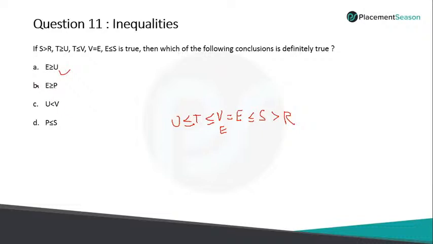Next option. E is greater than or equal to P. Where is P given here? Nowhere is P, so leave that. U is less than V. U is less than or equal to T, less than or equal to V. But there are two conditions possible here. For U and V, U can be less than V, or U can be equal to V. So this is not definitely true, only partially true, so this is wrong. P is less than or equal to S. Again, there is no P here. So obviously option A is right.